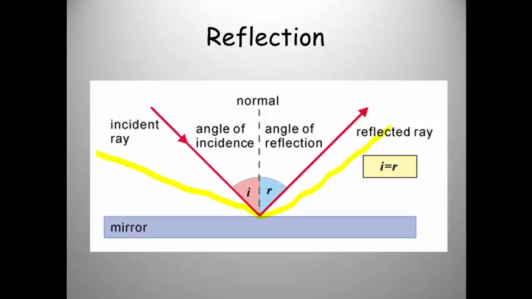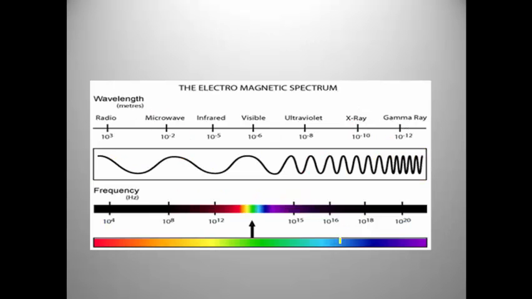That is a terrible drawing, but you get my point. So I equals R. Angle of incidence equals the angle of reflection. And this dotted line that goes in the middle is called the normal. Easy squeezy. Okay, now moving on to the electromagnetic spectrum.